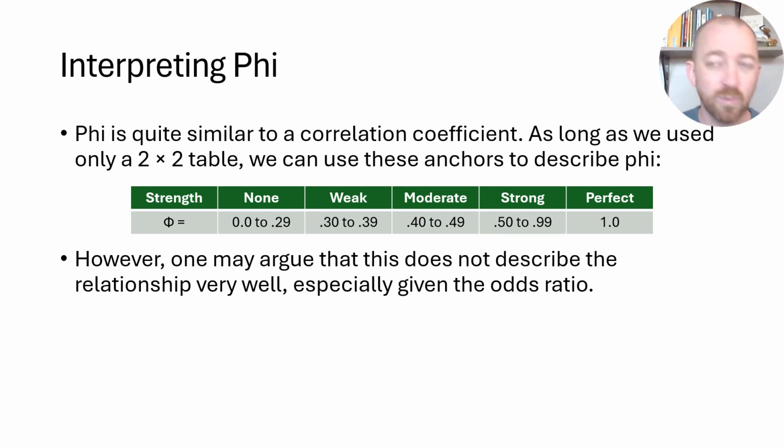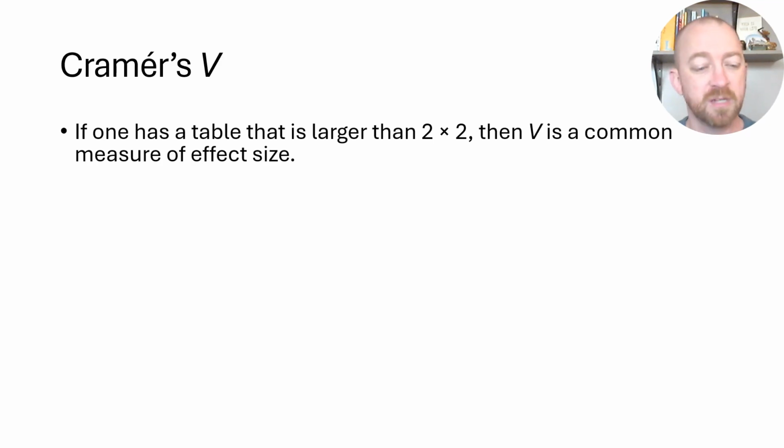All right, one last one we'll look at. The last one we'll talk about is Kramer's V. Kramer was the name of the person who came up with this. I believe he was Hungarian or something like that. It doesn't matter for our purposes. Anyway, Kramer's V is almost exactly the same thing as phi.